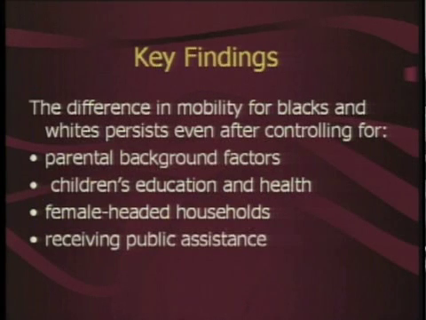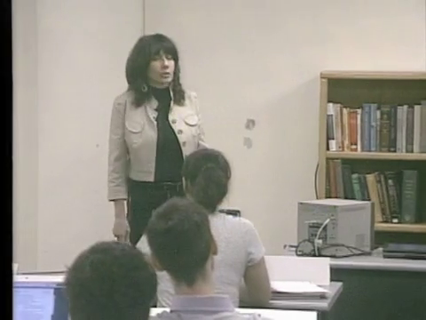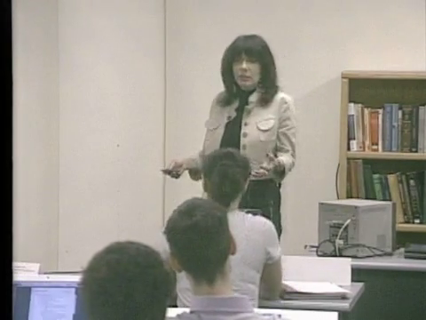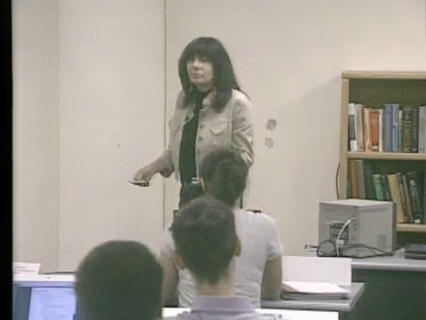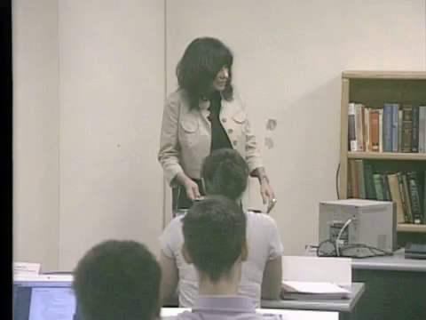They also took a look at people who were receiving public assistance, and once they controlled for all those factors, what did they find? That these differences in mobility between blacks and whites still remained. So therefore, it has less to do with the factors associated with the people themselves and more to do with the structure of society. Does that make sense to y'all? Is that a yes? Yes. Okay.